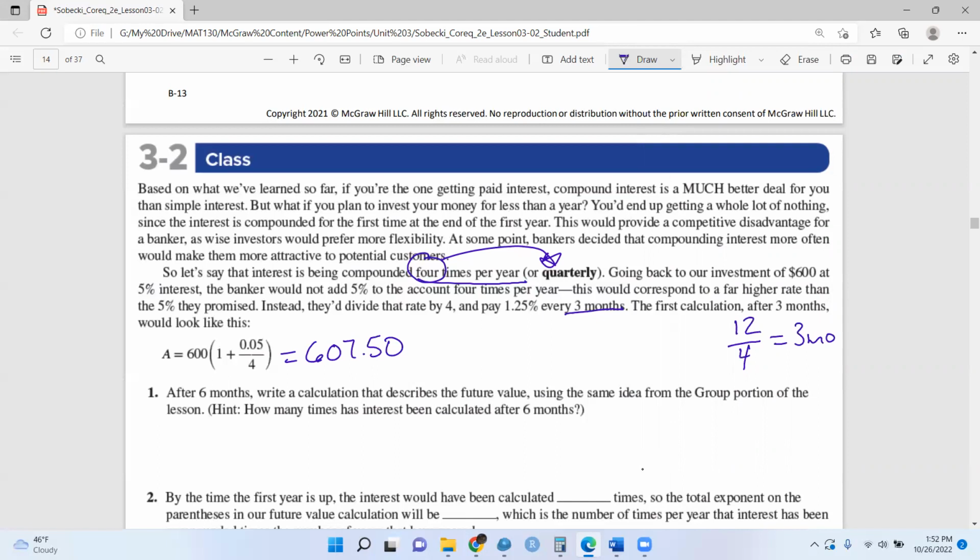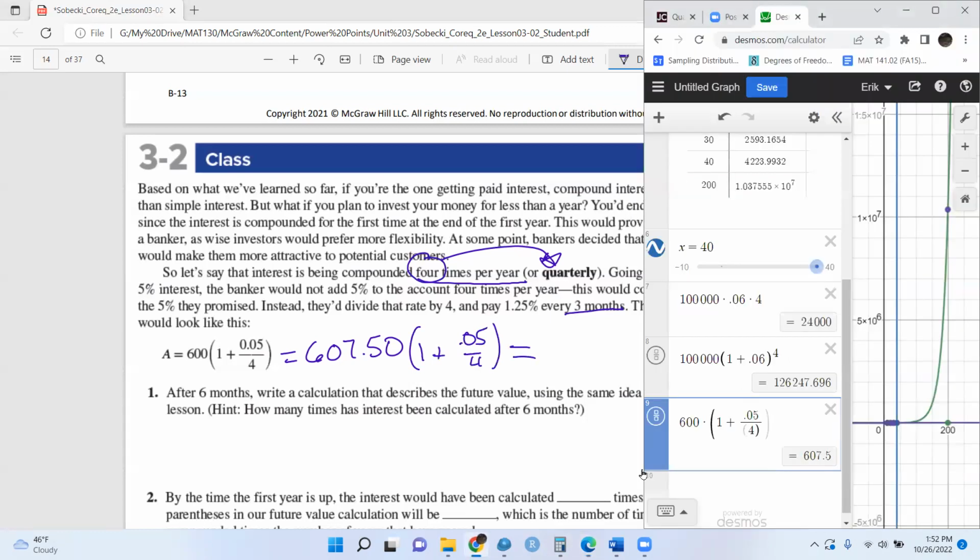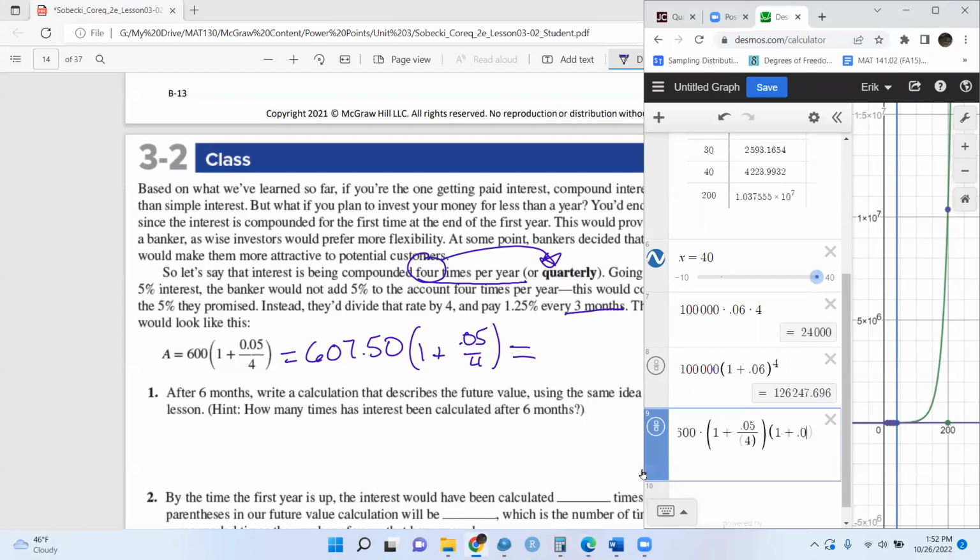Now, what would it be after 6 months? Well, after 6 months, we've done another quarter, right? Because this is the first 3 months, and then the next 3 months would be another quarter of it. So 6 months is halfway through. So we're going to multiply this amount by 1 plus 0.05 divided by 4. What do we get there? Well, let's have Desmos do it. So I'm just going to add in here another 1 plus 0.05 divided by 4. Now we're going to have 615.94 in the account.